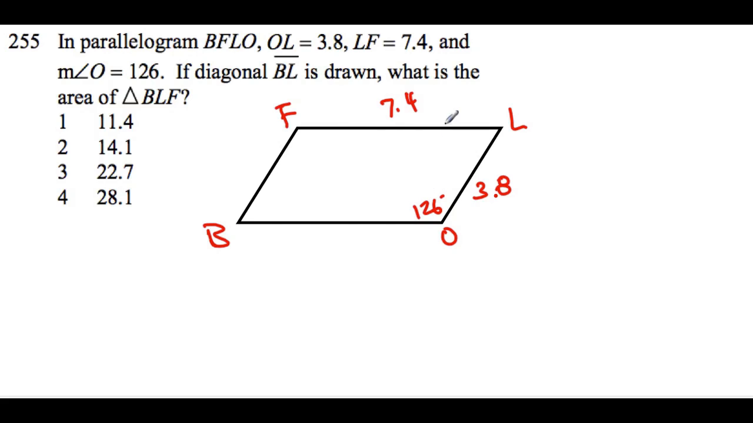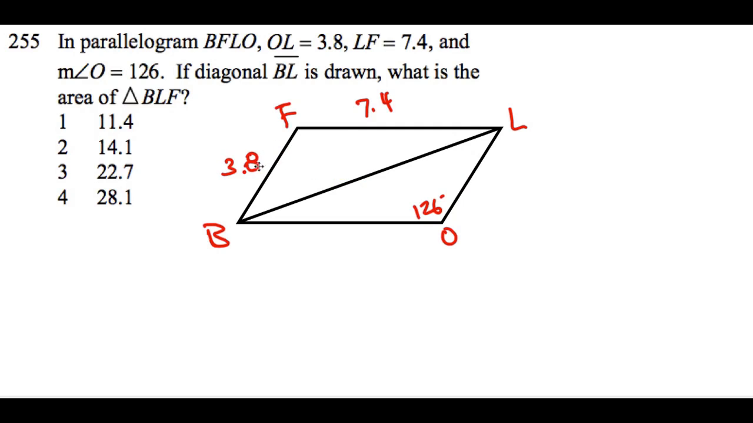That's 180 minus 126. But in fact, let's try to look at BL. Oh, we didn't consider that one yet. BL is a diagonal. Then I guess I can just assume this one as they are. I don't have to get another angle. And you see 7.4 can be moved onto the other side also, because opposite sides are equal in a parallelogram. Now, then what is the area of the triangle BLF? BLF, oops, that's the other one.